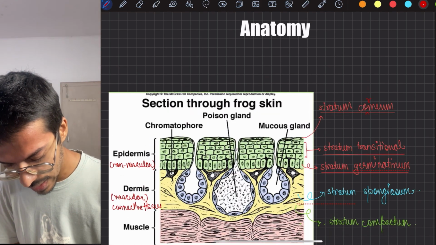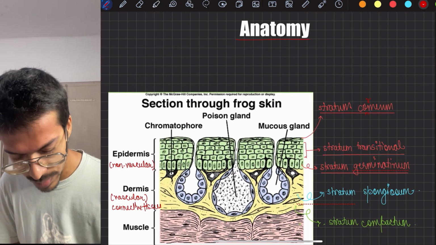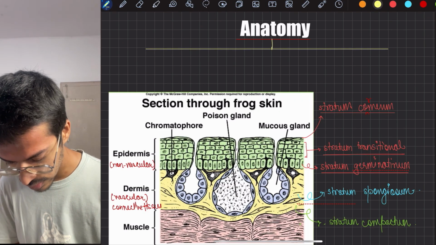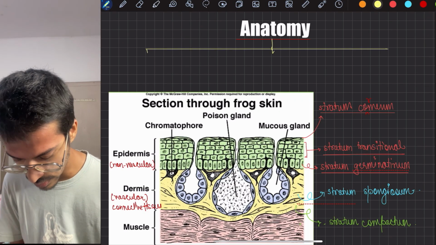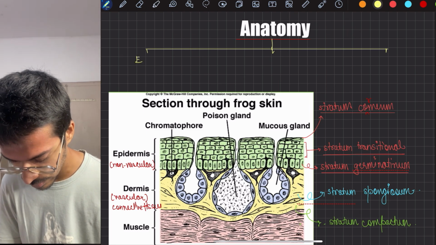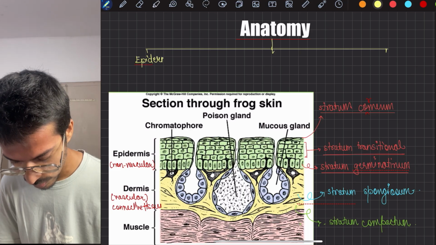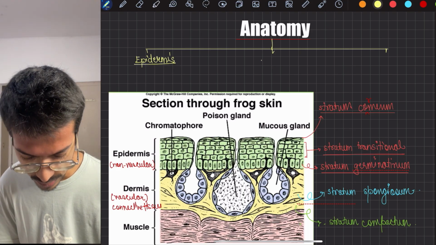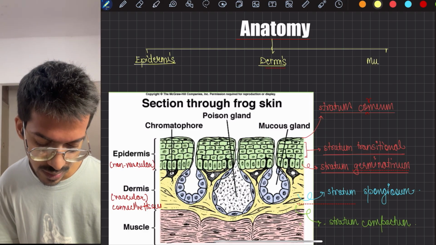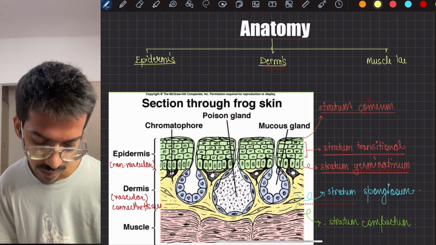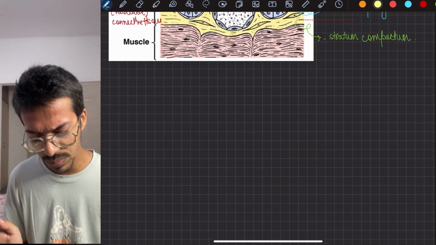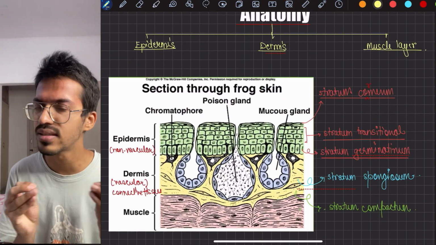So if I had to write about the anatomy, I would write that it has three divisions, three layers which you can see: there is the epidermis, there is a dermis, and then the muscular layer is present. That's it. We are not going deeper into it. Just remember the facts.